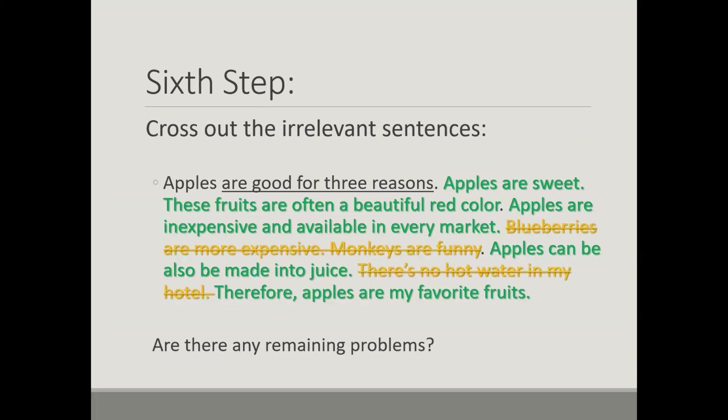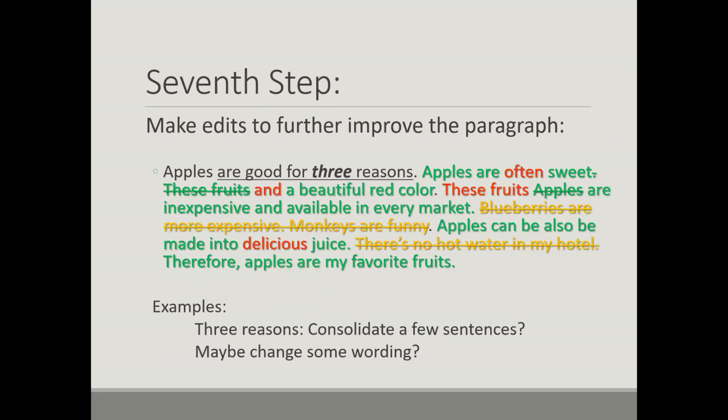Now you go over the remaining sentences. Are there any remaining problems? And this is a little bit more challenging. You might have to point out that the controlling idea says 3 reasons. So you may need to consolidate a few of these sentences, and you may need to change a little bit of wording. So you go through, make a few edits, so you consolidate, in this case, the first 2 supporting sentences. Apples are often sweet and a beautiful red color.